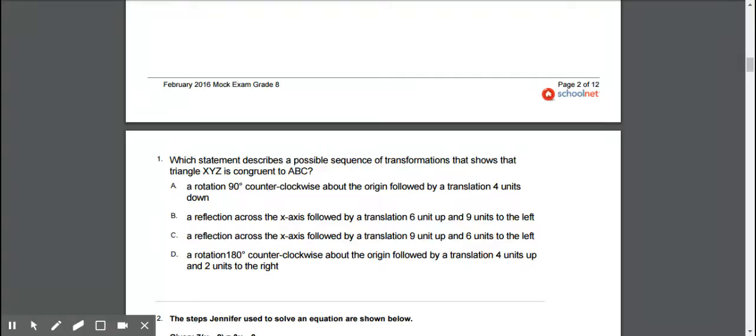C, a reflection across the x-axis followed by a translation 9 units up and 6 units to the left. D, a rotation 180 degrees counterclockwise about the origin, followed by a translation 4 units up and 2 units to the right.